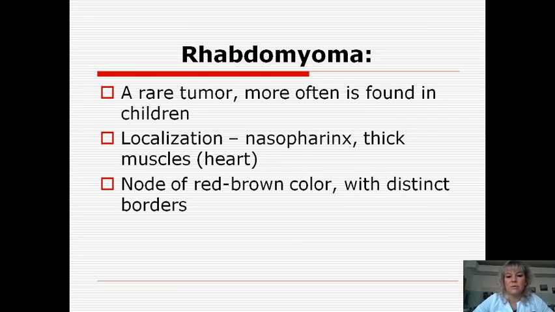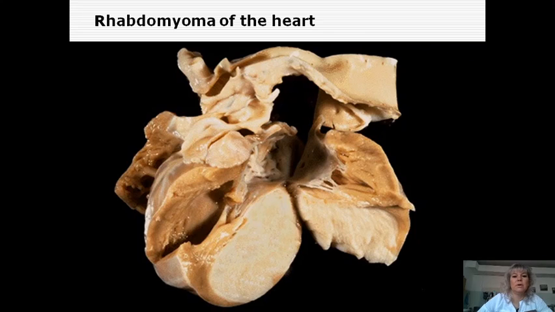Rhabdomyoma, a rare tumor, is more often found in childhood, and its localization is more often in the head, nasopharynx and thick muscles. The node has a red-brown color with distinct borders. Look, in this photo you can see rhabdomyoma of the heart.